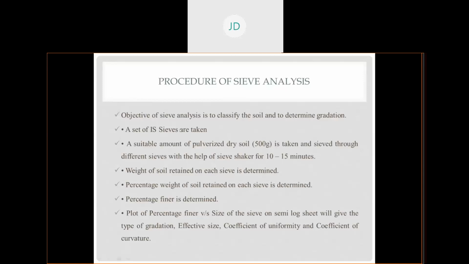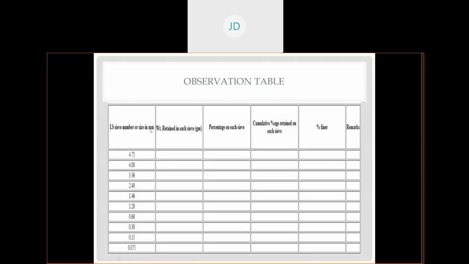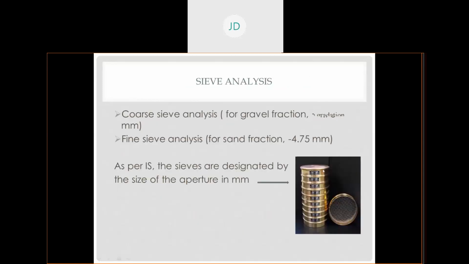Now, what apparatus do we need? We need a set of IS sieves. A set of IS sieves means a set like this, every sieve having a different size. These individual sieves are arranged in such a manner that the gaps are higher at the top and lower at the bottom. That means the sieve sizes decrease from top to bottom. Suppose the top sieve is 4.75, then the size will decrease up to 0.075 millimeter.